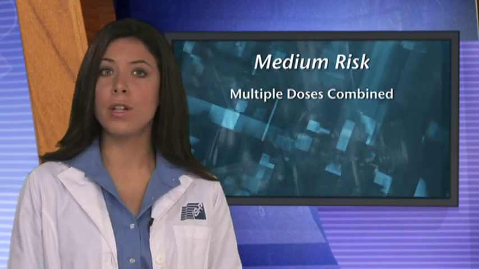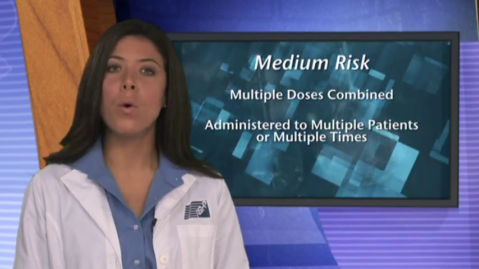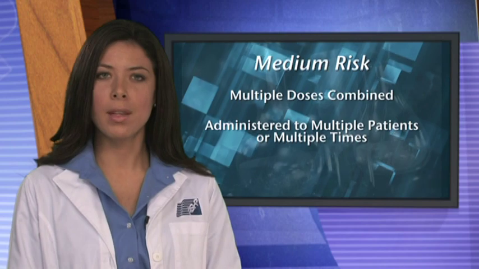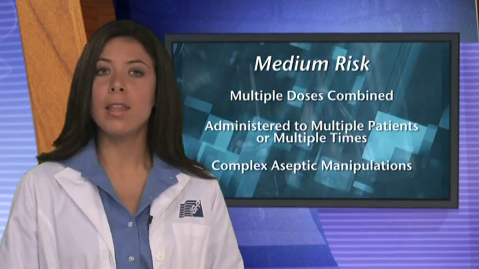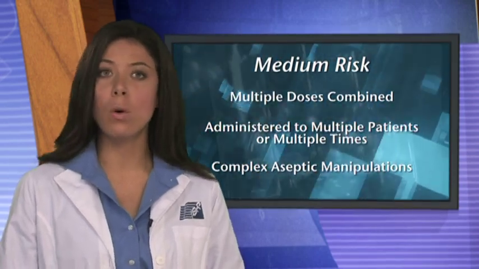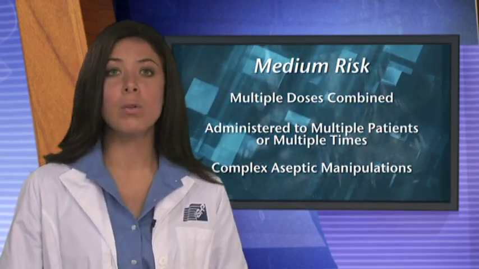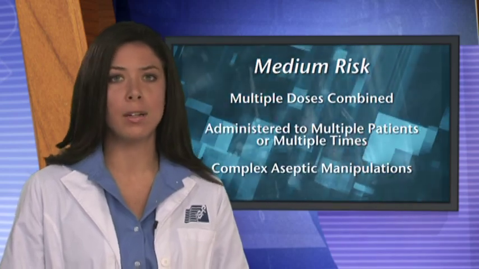When CSPs are compounded aseptically under low-risk conditions, but one or more of the following conditions exist, the CSPs are categorized as medium risk of contamination. For example, multiple individual or small doses of sterile products combined to prepare a CSP that will be administered either to multiple patients or to one patient on multiple occasions. Another example is a compounding process that includes complex aseptic manipulations other than single volume transfer, or if the compounding process is of unusually long duration. For example, if additional time is required to complete dissolution or homogeneous mixing.